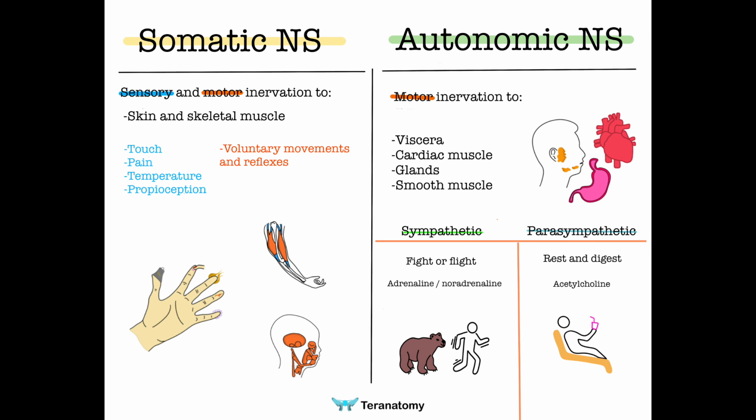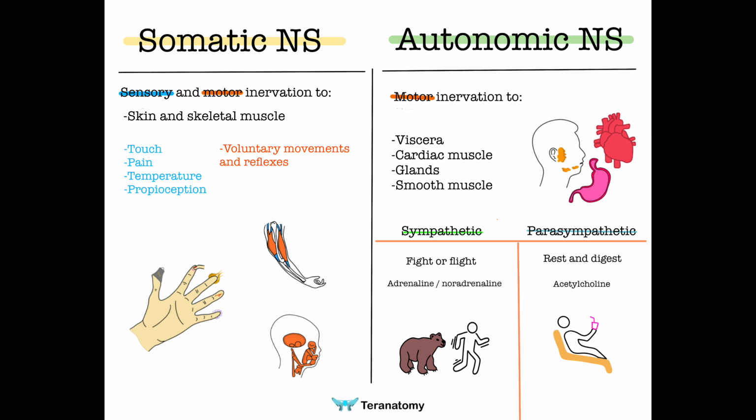Now, to deepen our understanding of the somatic and autonomic nervous systems within the functional perspective, let's compare them side by side. The somatic nervous system provides both sensory and motor innervation to the skin and to skeletal muscle. Its sensory component allows us to perceive touch, pain, temperature, and proprioception. Its motor component enables voluntary movements as well as reflexive actions. In contrast, the autonomic nervous system contains only motor pathways, targeting visceral organs, cardiac muscle, smooth muscle, and glands.